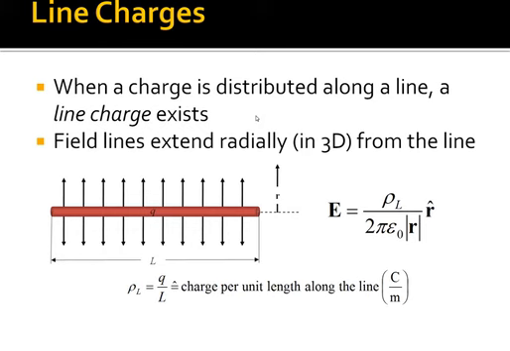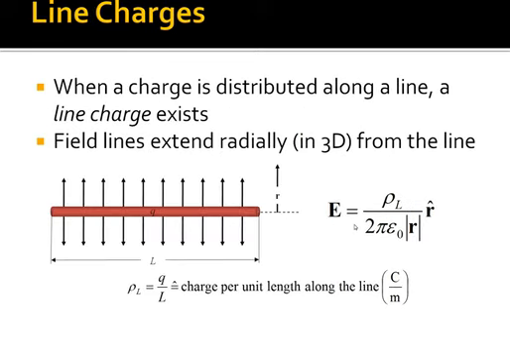When we have charge that's distributed along a line, we have this thing called a line charge, and the field lines extend radially in three dimensions from this line. Again, we can compute the electric field strength anywhere at some distance away from that rod.